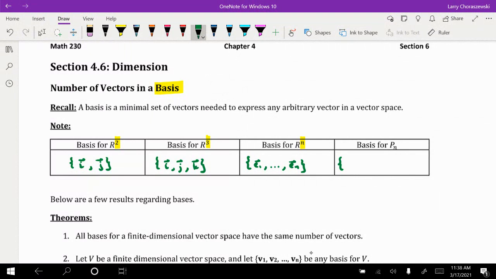All right, this is the standard basis. You would need the number 1, the monomial x, the monomial x squared, and all monomials up to and including x to the n. Anybody have an idea as to how many basis vectors are in this set?